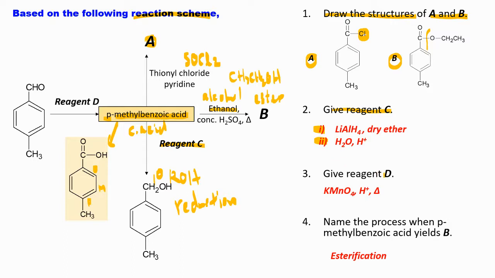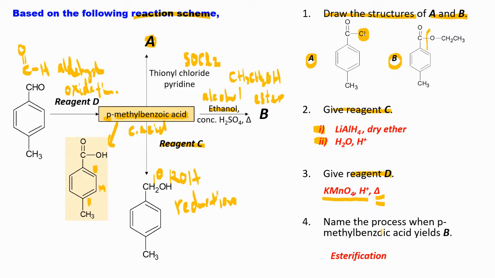Now we go to the next one, that is reagent D. Reagent D, this is an aldehyde becoming a carboxylic acid, so it undergoes oxidation. For oxidation, we can use KMnO4, acidic, and also don't forget the condition that we need to heat it, so you must give heat as well.